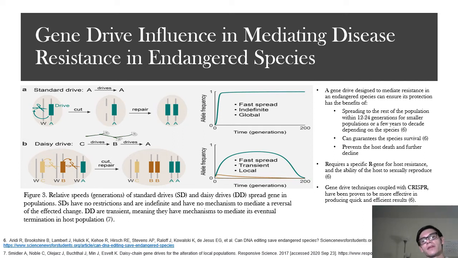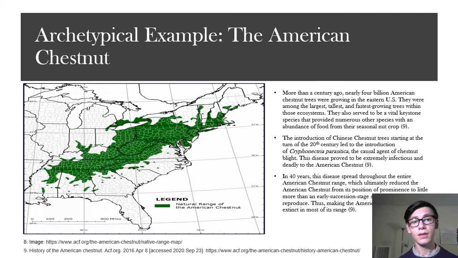So despite that issue, this is just crucial for saving endangered species. It's just effective, and it will do the job that it needs to, and it can do it quickly. And that is crucial for saving endangered species. So that brings us to the most atypical example of how gene drive technology can actually save an endangered species.